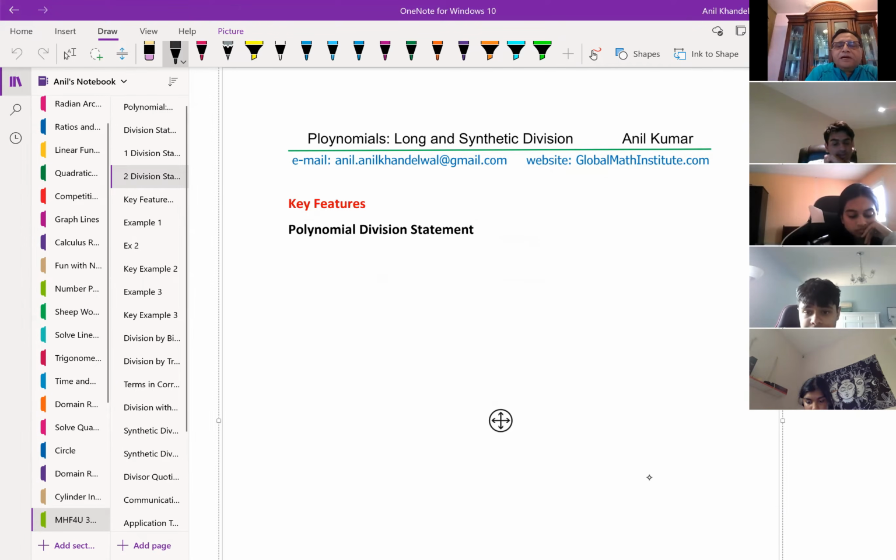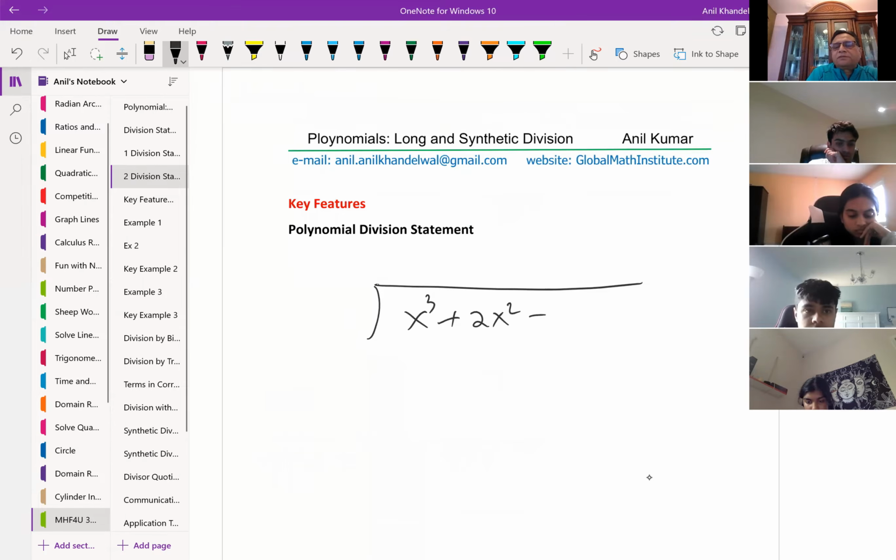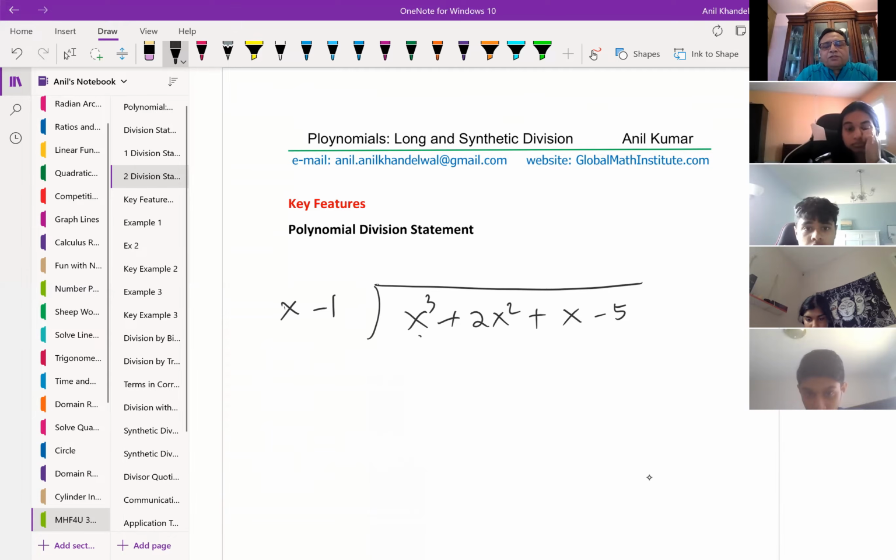So we'll take up an example. Let us say, let me write down some polynomial, right? x cubed plus 2x squared plus x minus 5, let us say. And let's say we divide this by x minus 1. So if I divide by x minus 1, how should I proceed? Well, I should first take care of this term, right? So it goes how many times?